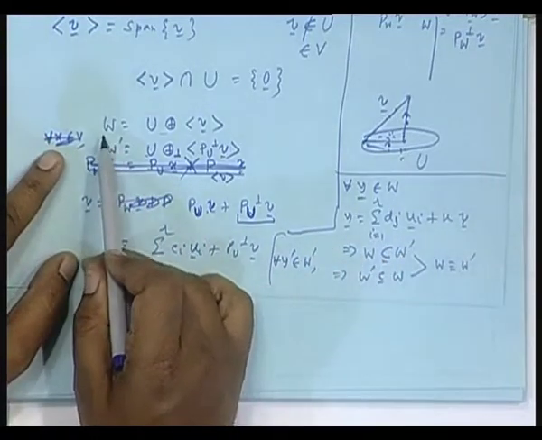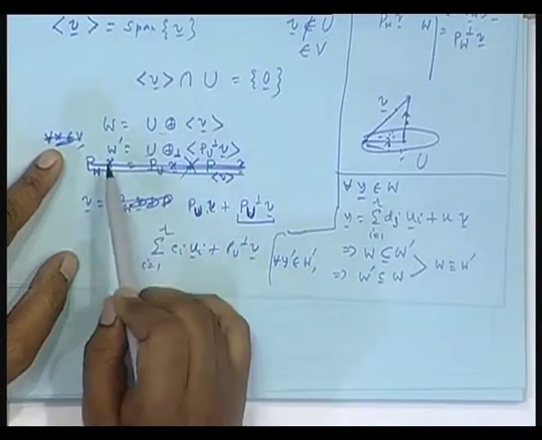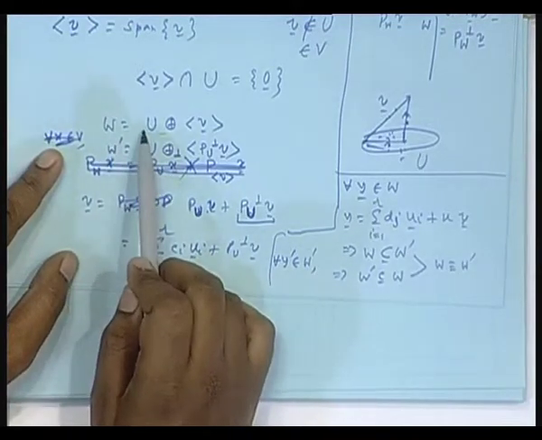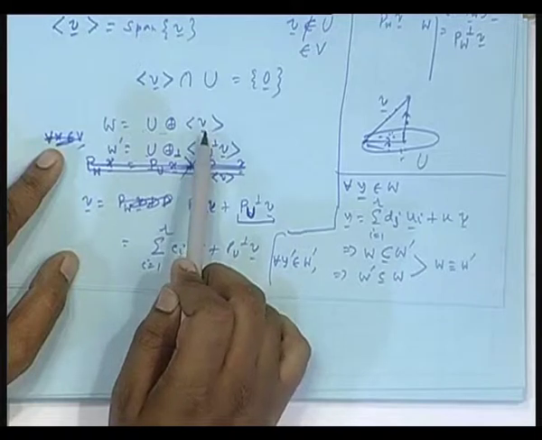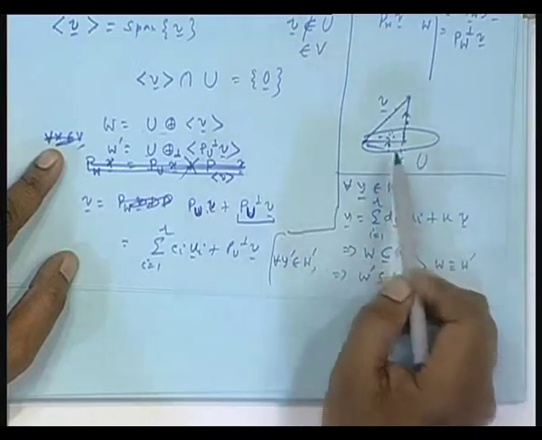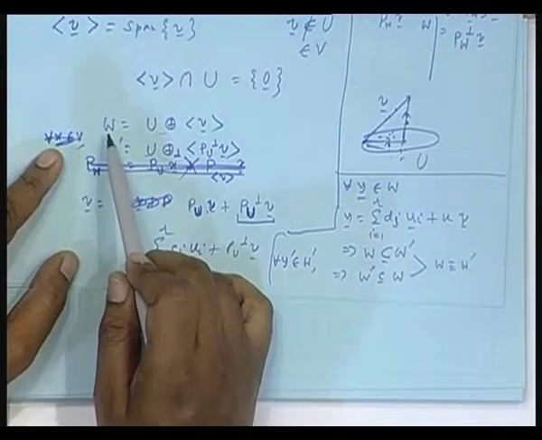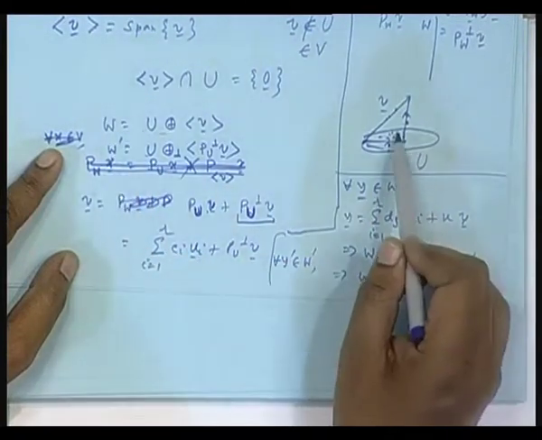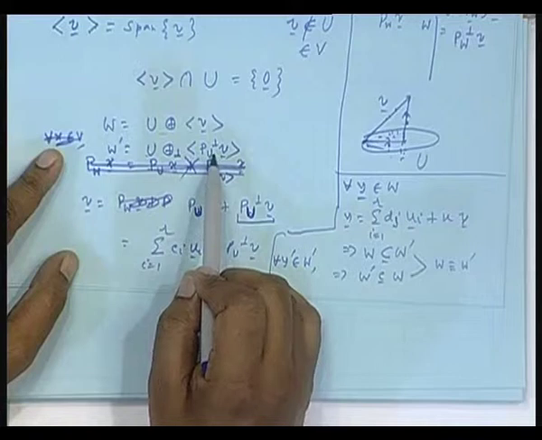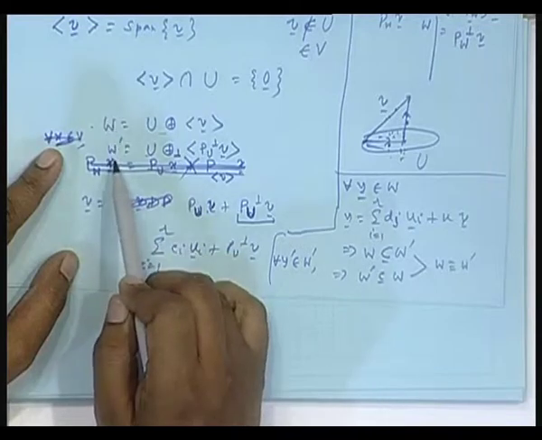I first start with W, take any vector, that is a linear combination of the basis vectors of u and some multiple of v, but v is again a summation of projection and projection error. Projection error leave as it is, projection is again a linear combination of the basis. So, essentially that element of W is nothing but a linear combination of the basis of u and this error vector. That means, that is contained in W prime, which means W is contained in W prime.